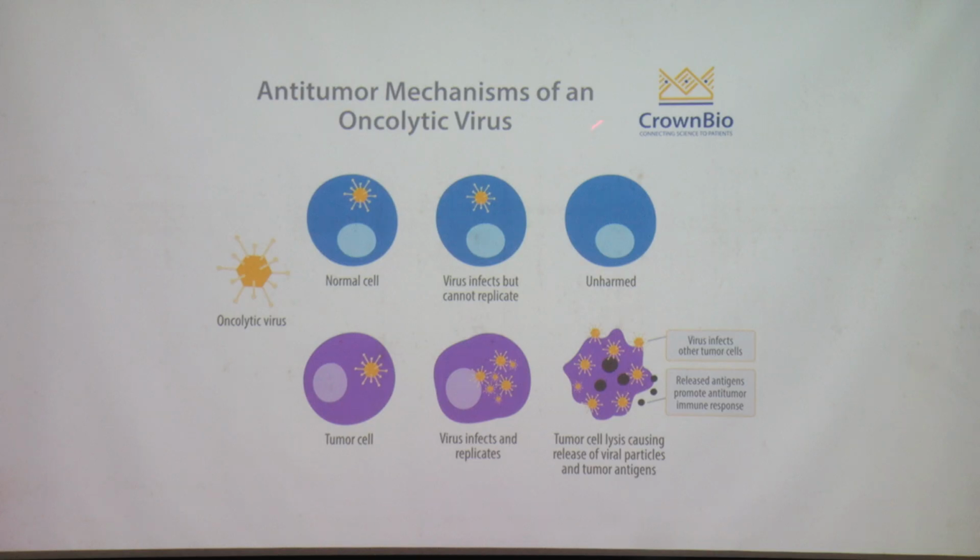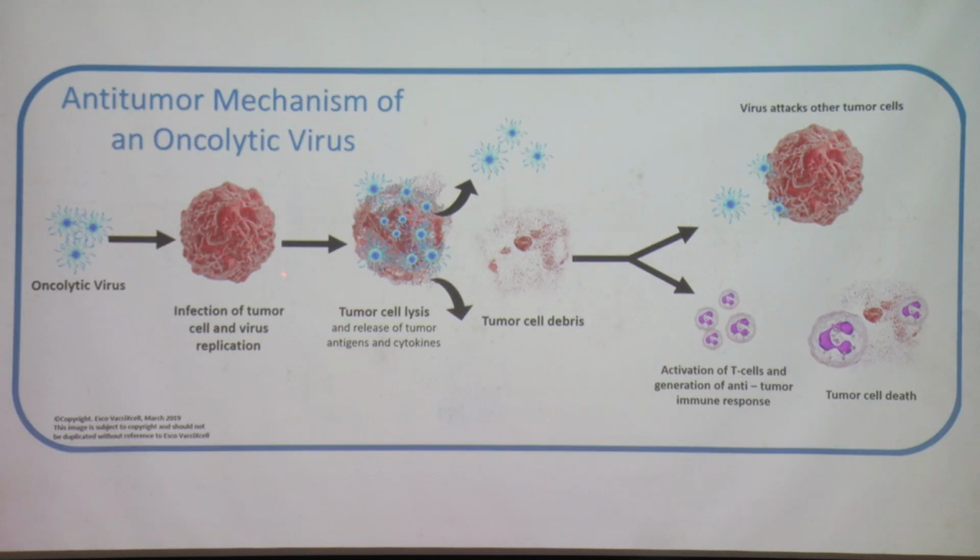That's the whole idea. When you give an oncolytic virus, it will not affect the normal cells, but it will affect the cancer cells. It will replicate in the cancer cells and kill them. Okay? So the tumor lyses and it is just completely gone here.